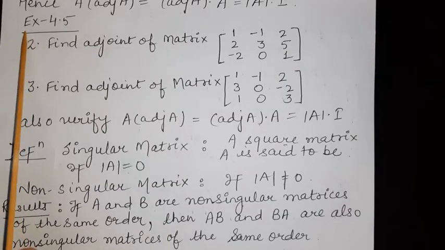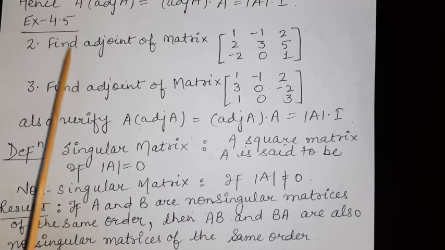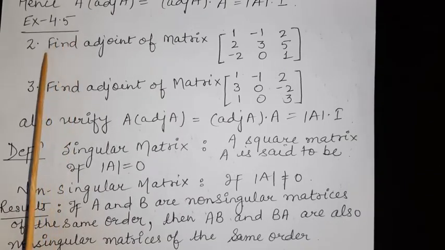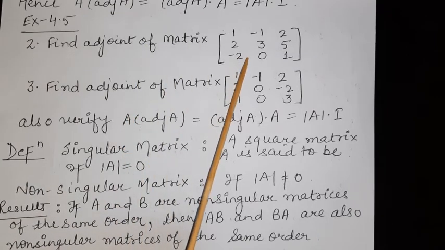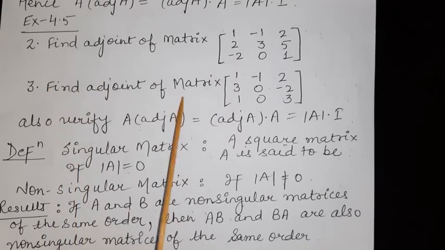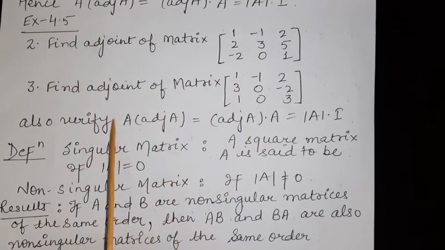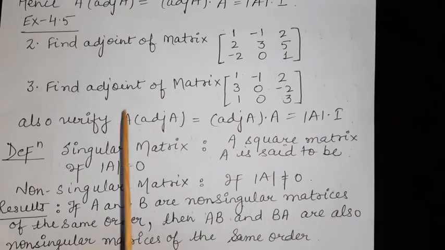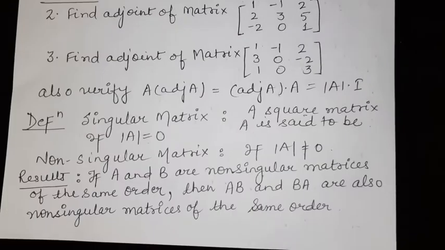Now class, from exercise 4.5, 2 questions are there and you people will try these questions. First is a very simple question: find the adjoint of this matrix. You have already seen one example of this type. And second is also the same, find the adjoint of this matrix, but further you also have to verify the above result. The result which we have just proved, you have to verify here in this question.